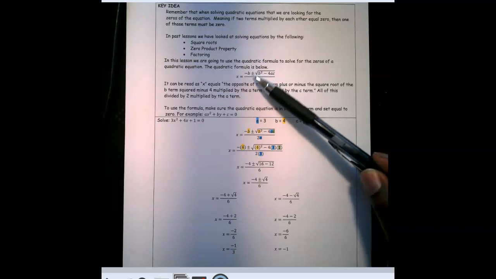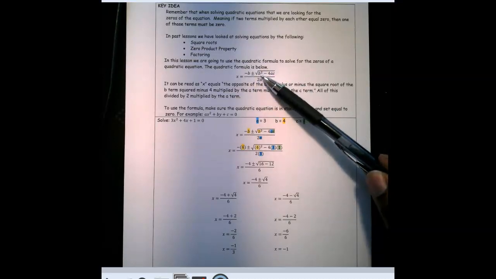It can be read as x is equal to the opposite of the b term or the second term, plus or minus the square root of the second term or the b term squared, minus 4 multiplied by the a term multiplied by the c term, all of this divided by 2 times the a term.